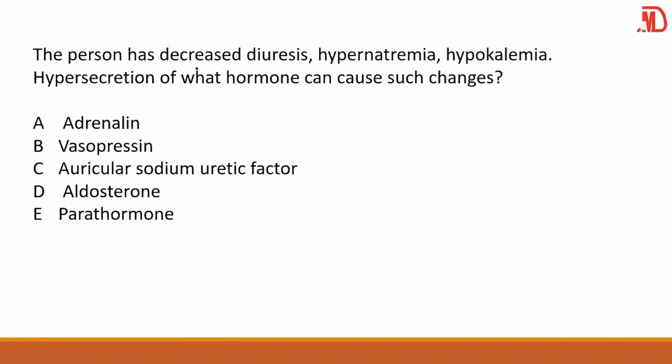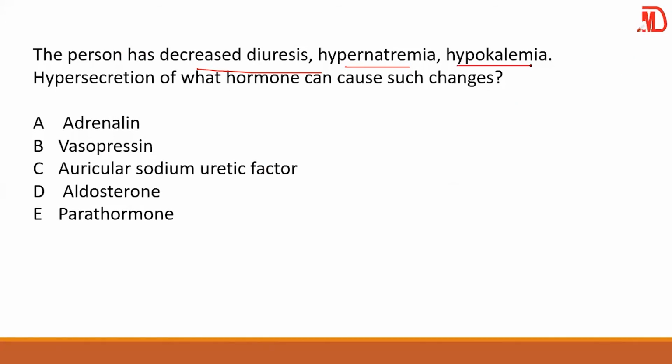The person has decreased diuresis. That means the person is not urinating. Hypernatremia. That's to tell you that there's sodium retention in the body. And we know that sodium is controlled by what? Of course, by the adrenal gland. To be specific, the aldosterone. When aldosterone is secreted, it retains sodium to prevent urination, or to prevent diuresis.